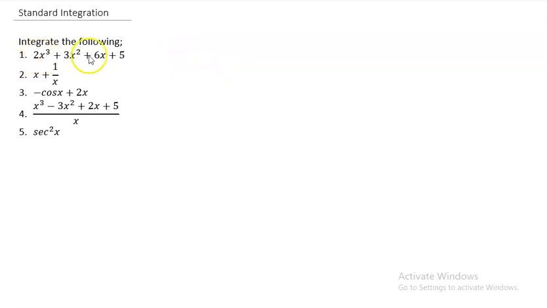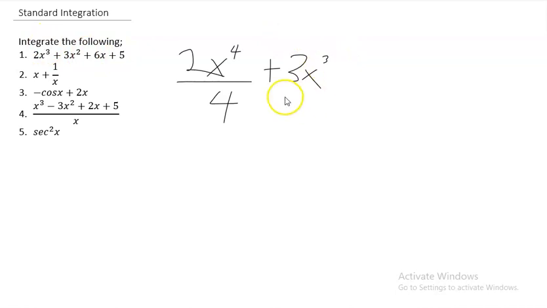So if we want to integrate, this would be 2x. Now you add 1 to this power, so that will be 3 plus 1, 4. Now whatever your power is, you now divide by that. Then you have plus, you do the exact same thing here, 3x: you add 1 to this 2, so that will be 3, then you divide by 3. Then we have 6x, then you add 1 to the power. Now there's an imaginary 1 here, so you add 1 to that, so that will be 2, then you divide by 2. Then we have plus 5.